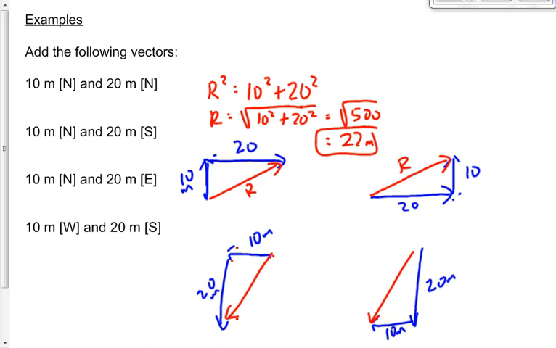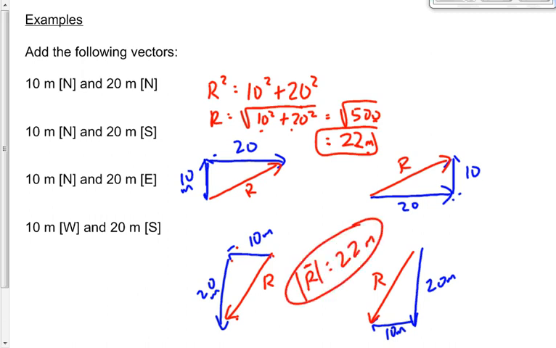You can find R here. In fact, you already have. The magnitude of the resultant vector is, once again, the square root of 10 squared plus 20 squared, the square root of 500, which gives me 22 meters. So once again, the magnitude of that is equal to 22 meters. Is that okay?